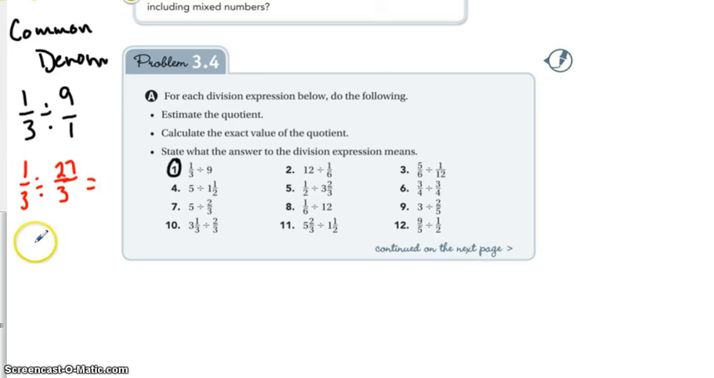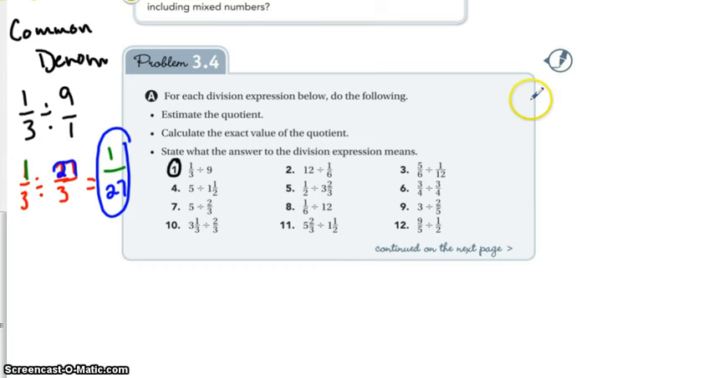And then our next step would be to divide the numerators, where the first number in our problem, the 1, is the numerator in our answer, and the second number, in this case the 27, is our denominator in our answer. And so 1/3 divided by 9 would equal 1/27. All right, so that's the common denominator strategy.